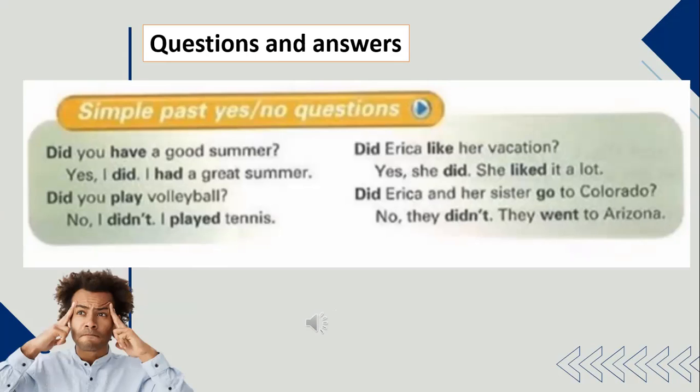Did Erica like her vacation? Yes, she did. She liked it a lot. Did Erica and her sister go to Colorado? No, they didn't. They went to Arizona.